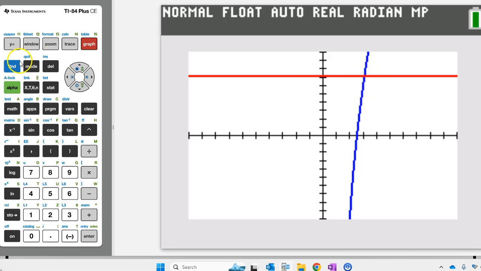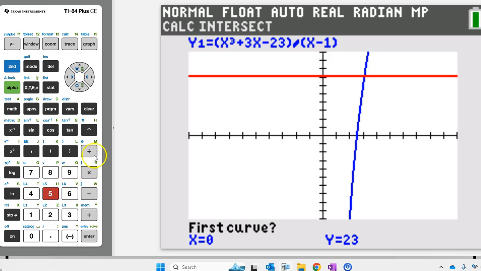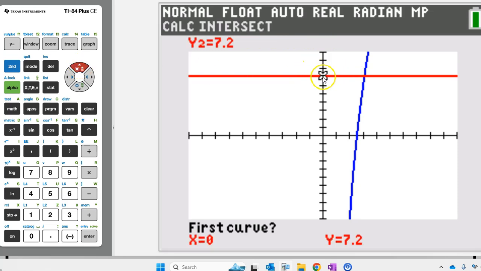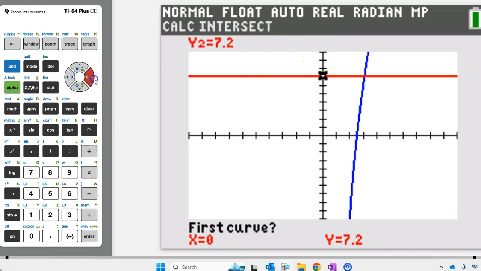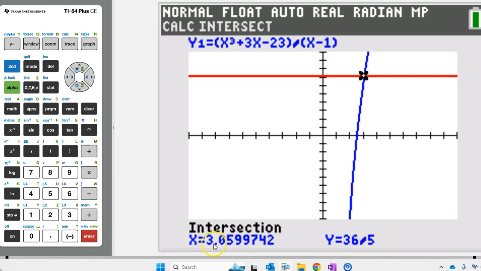We can find it by hitting second trace and choosing option 5 for intersect. I don't see the pointer, so pro tip, hit the up arrow key, and that will make the pointer appear. Move that pointer close to the point of intersection and hit enter 3 times. Enter, enter, enter. And there it is, 3.0599.